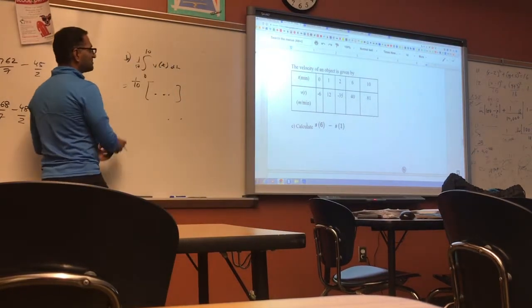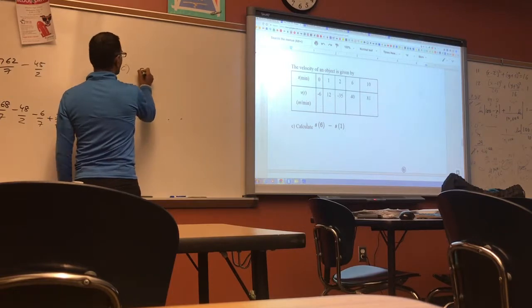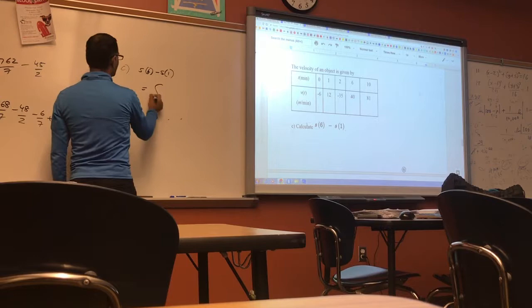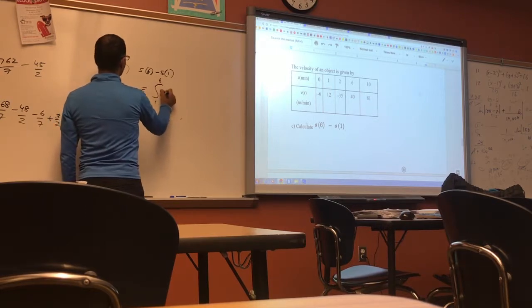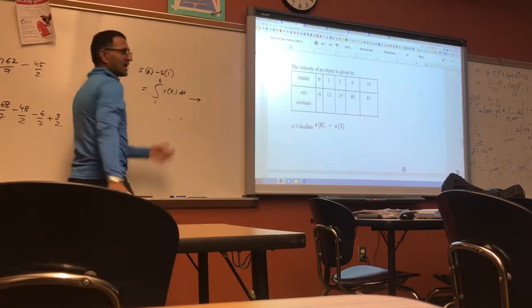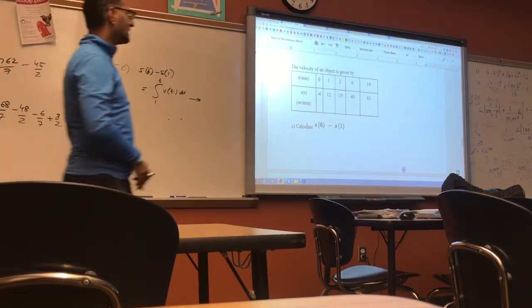C. Calculate S of 6 minus S of 1. Who can tell me what to write next? This gives you the velocity. How do we calculate S of 6 minus S of 1? Integral from 1 to 6 of v of t, and then take care of it. Of course, I should have specified the Riemann sum, correct? Everybody okay there? Okay, next.